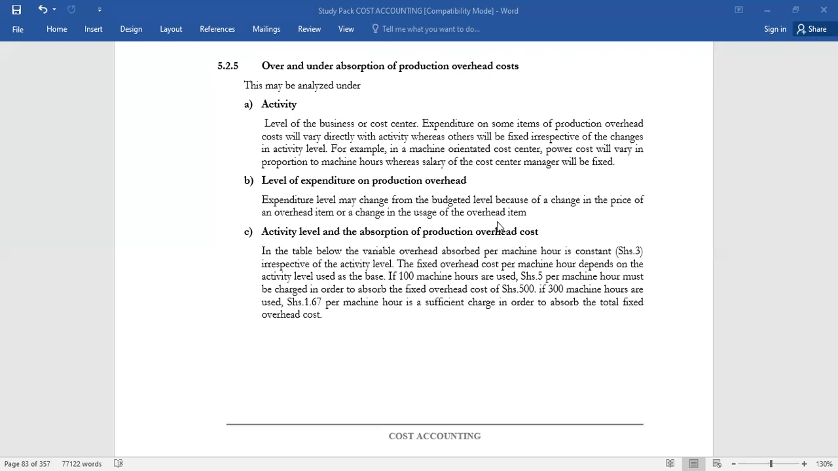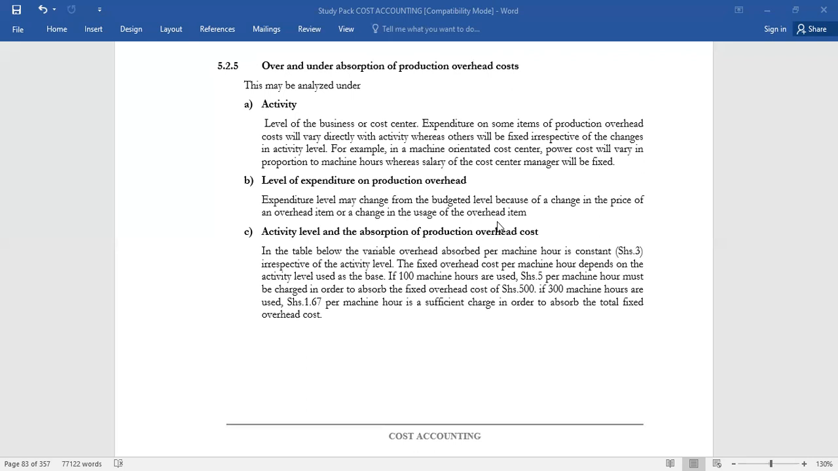Remember, we work with a budget. Any progressive organization will have a budget. And a budget will have the actual or the expected level of activity. But because there are deficits here and there, we could experience an abnormal level of activity. And that is what results in either an overabsorption or an underabsorption. So the level of activity in the business or the particular cost center dictates whether we are going to have either an over or an under absorption.